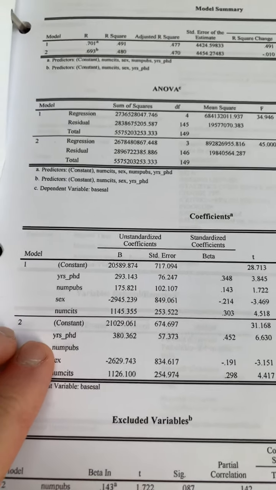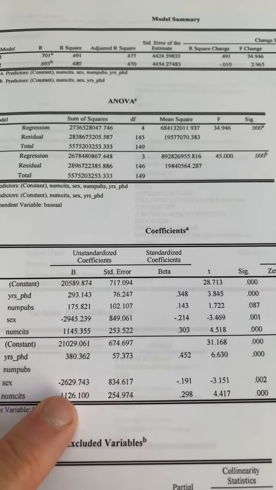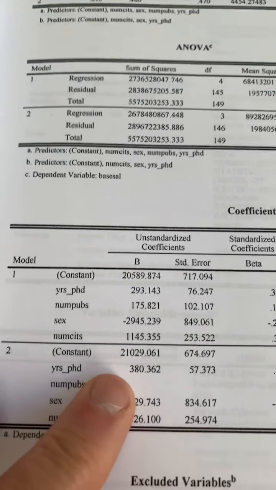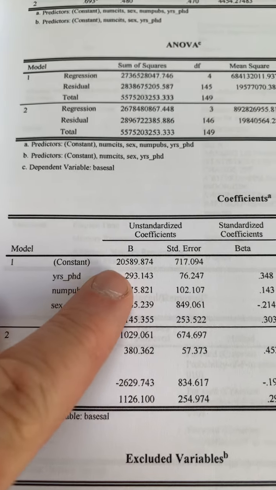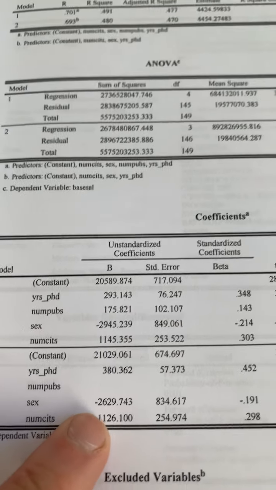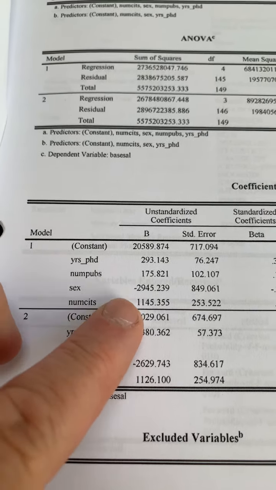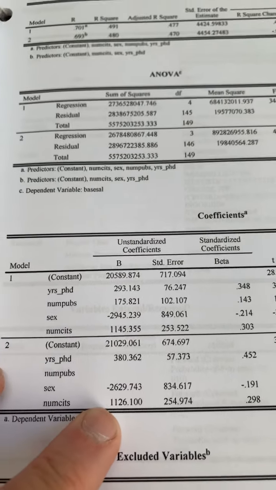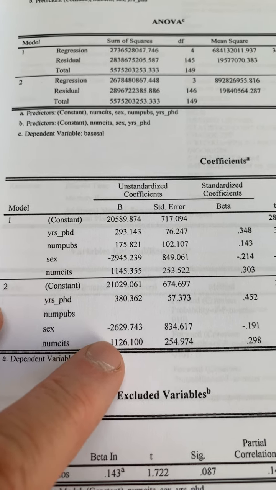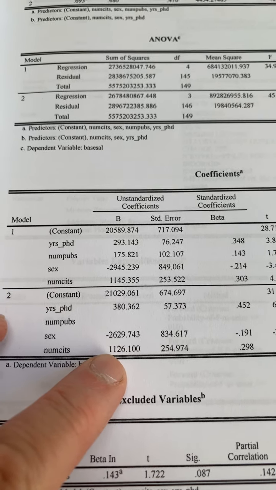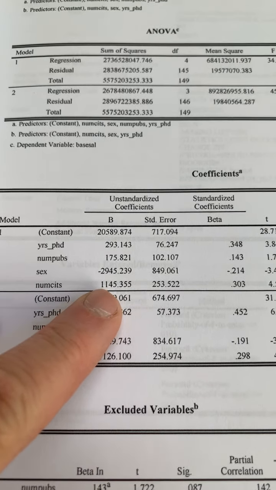It removed number of publications. So removing that, how does that end up changing our model results? You can see that in this case, year since PhD is now worth $380, when before it was worth $293. This idea of sex or gender, instead of negative 2945, it's negative 2629. And then how much is it worth, the number of times you are referenced in the Social Science Citation Index, it's now 1126 as opposed to 1145.